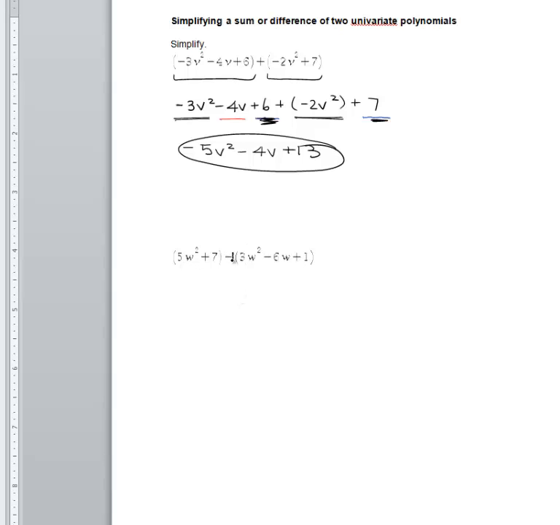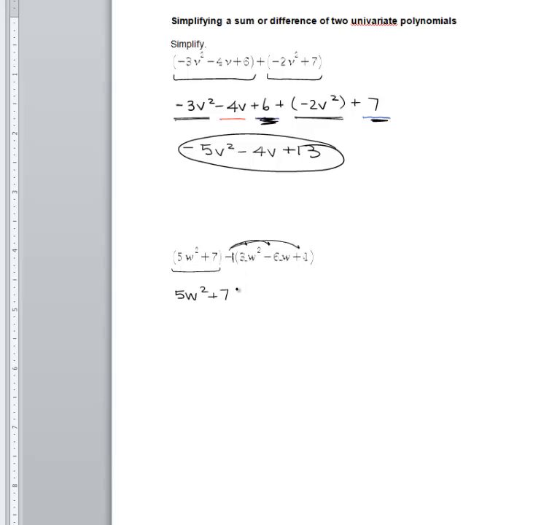negative 1 out here. Okay, and that would mean I'd have to distribute that negative 1 to each term on the inside of the parentheses before I can remove my parentheses. But this first part, this first polynomial is fine. So I'm going to go ahead and write 5w squared plus 7. And then now I can remove the parentheses if I distribute that negative 1 to each term inside the parentheses.